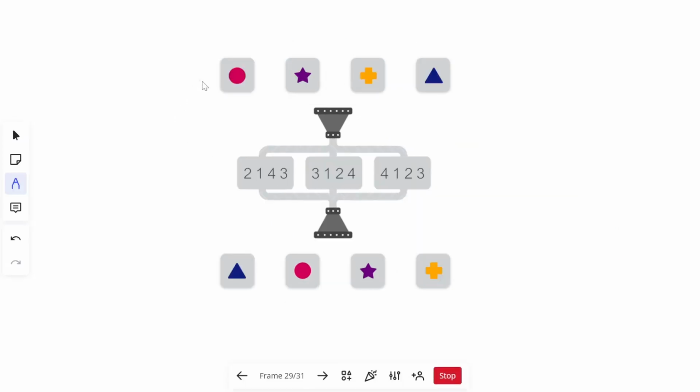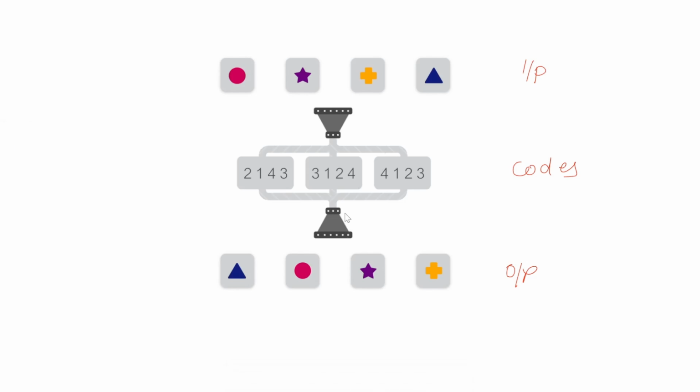Let's look at this question. So we have again input figures, and then we have output figures, and we have different codes. We have to tell which is the correct code that will convert the input to the output. Okay, so first of all, I'll tell you a trick of how you can do it quickly. Kind of a short trick without wasting more time.